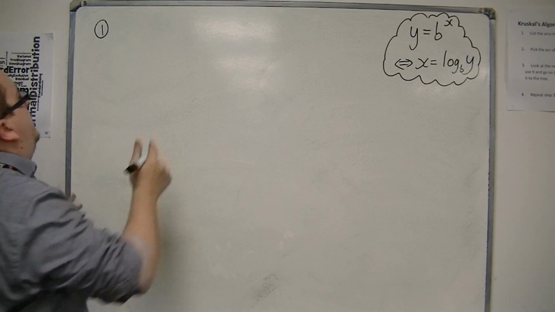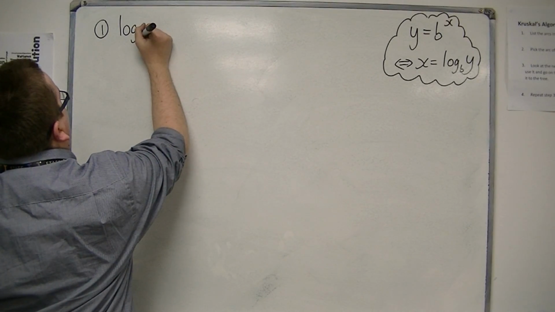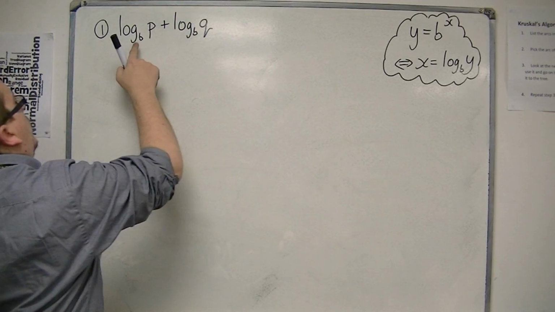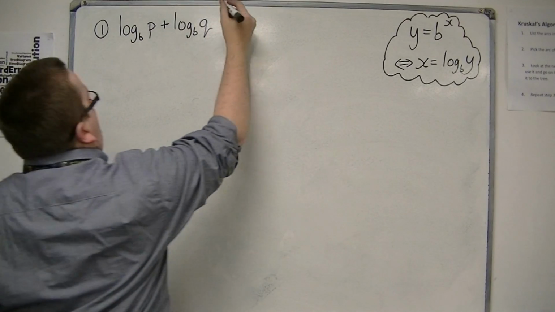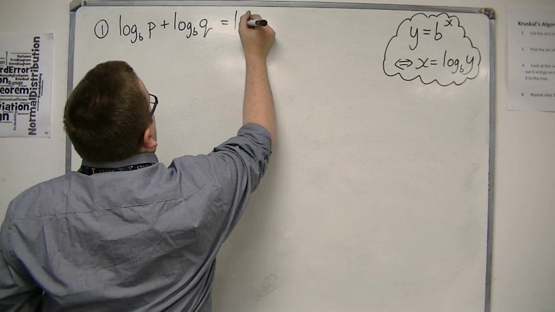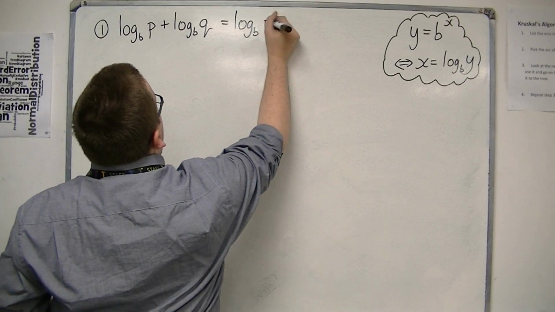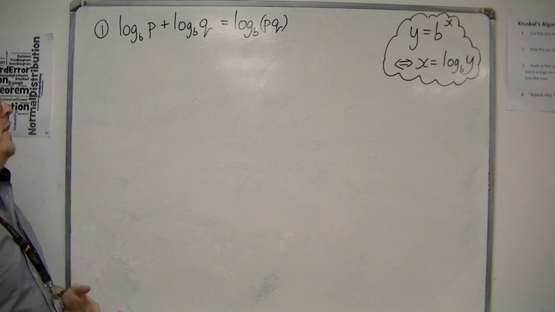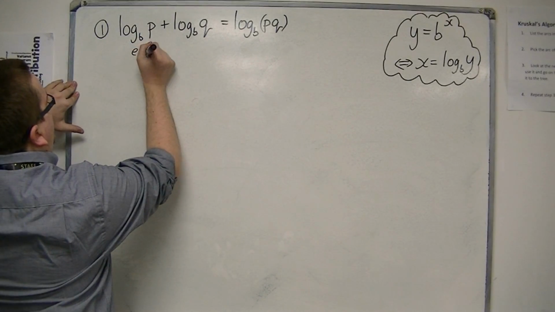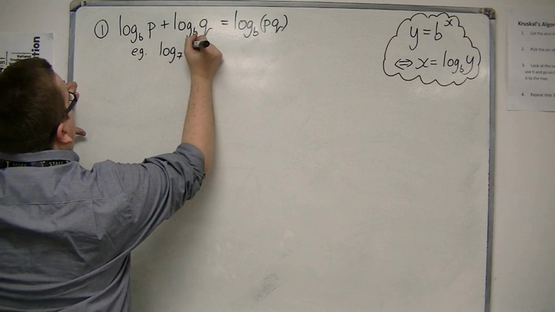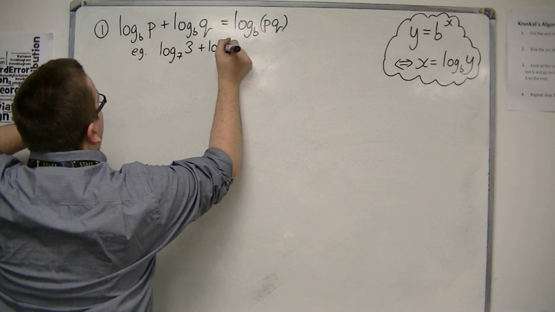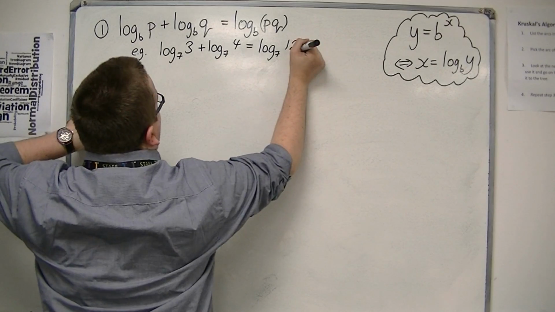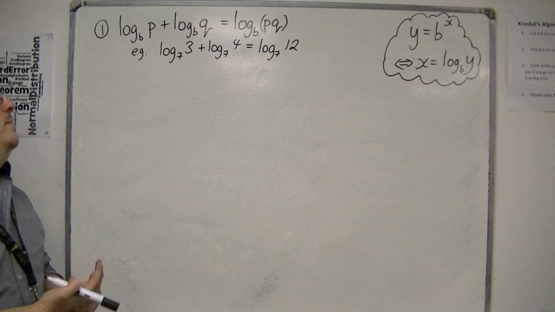The first law says that if you have two logarithms with the same base, so we've got base b, and we're adding them together, then this is equal to log base b of p times q. And so you can combine the logarithms together. So for example, if you had log base 7 of 3 plus log base 7 of 4, then this is log base 7 of 12. The 3 and the 4 multiply together and make the 12.